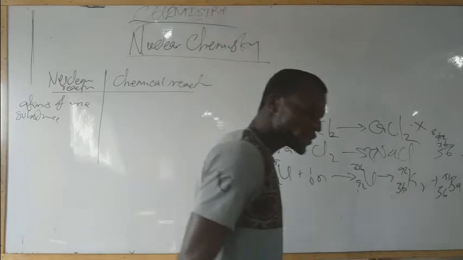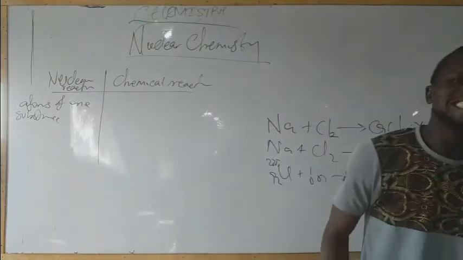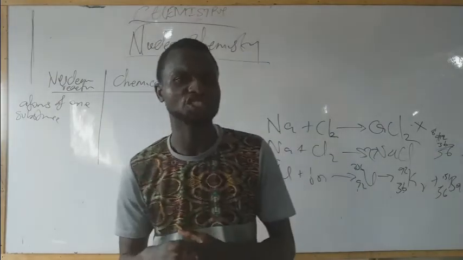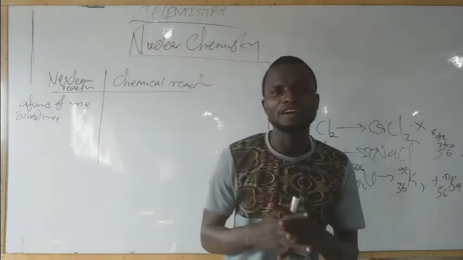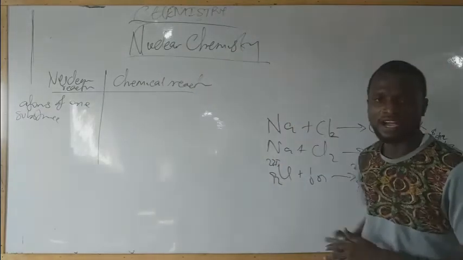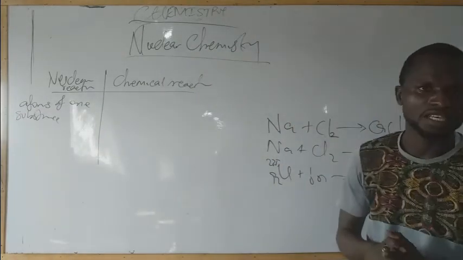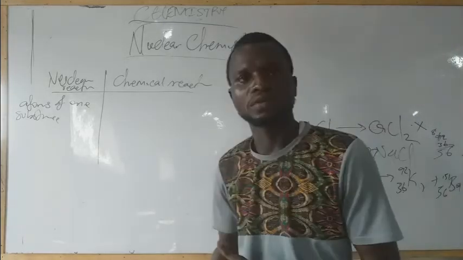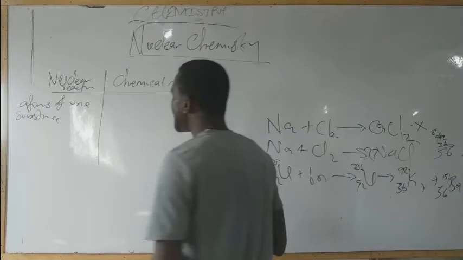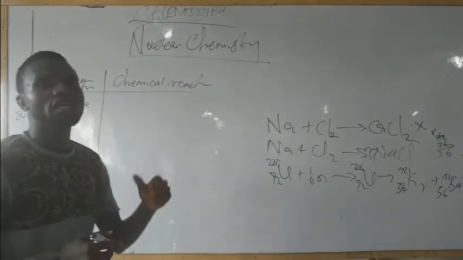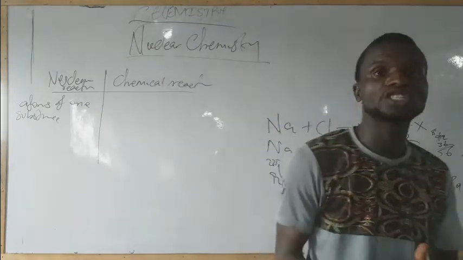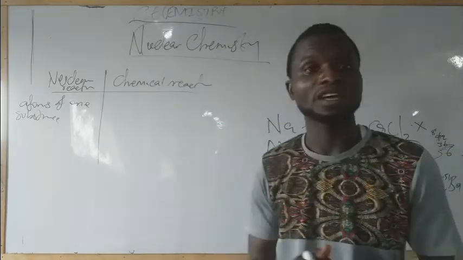Two, in nuclear reaction, there is a sizable or seismic change in mass, leading to the evolution of a considerable amount of energy. While in chemical reaction, the change in mass is immeasurable. As a consequence, little energy is evolved. What do I mean by that? In chemical reaction, the energy involved is tractable. It can be managed. Just a little amount of energy is liberated during chemical reaction.